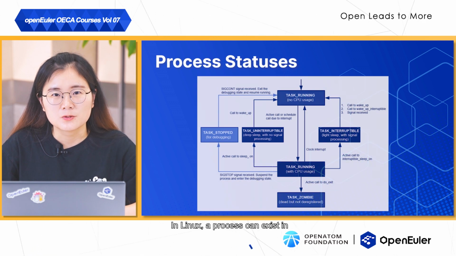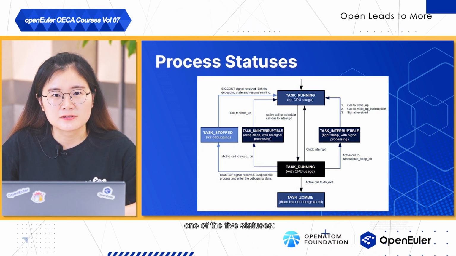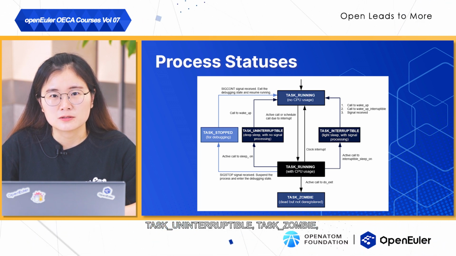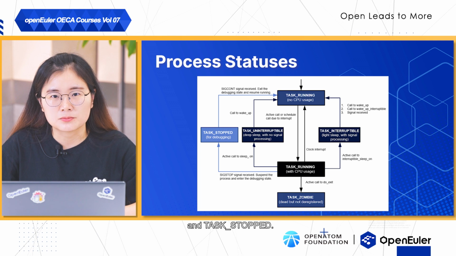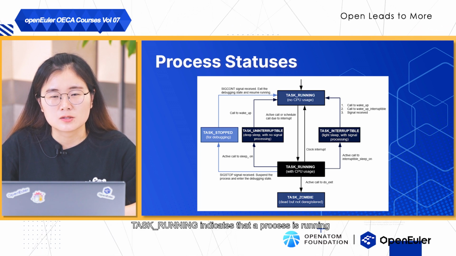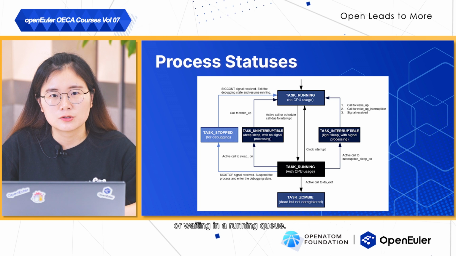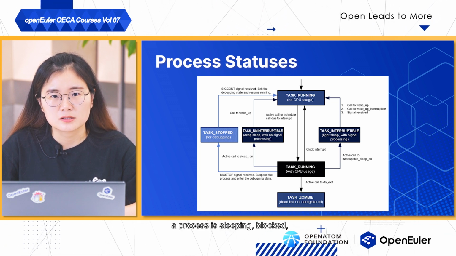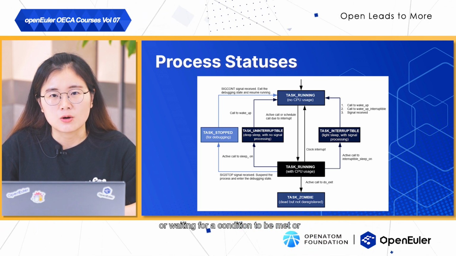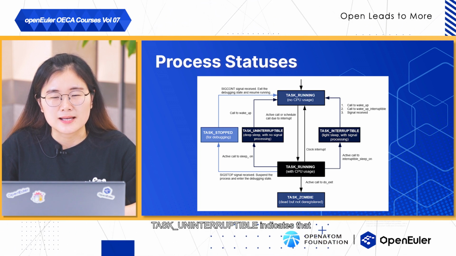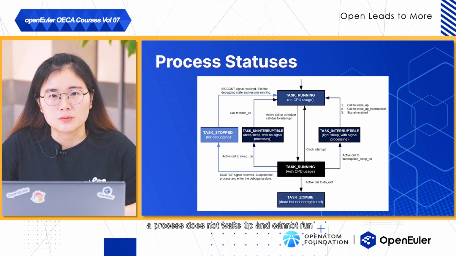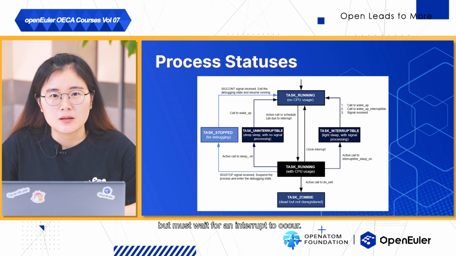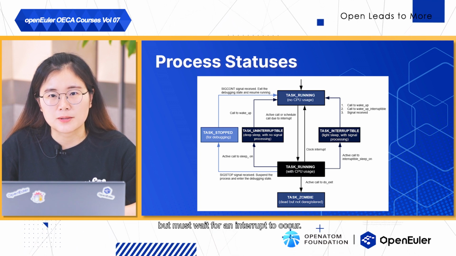In Linux, a process can exist in one of the 5 statuses: task running, task interruptible, task uninterruptible, task zombie, and task stopped. Task running indicates that a process is running or waiting in the running queue. Task interruptible indicates that a process is sleeping, blocked, or waiting for a condition to be met or a signal to be received. Task uninterruptible indicates that a process does not wake up and cannot run after receiving the corresponding signal, but must wait for an interrupt to occur.